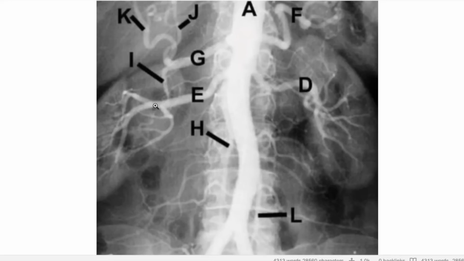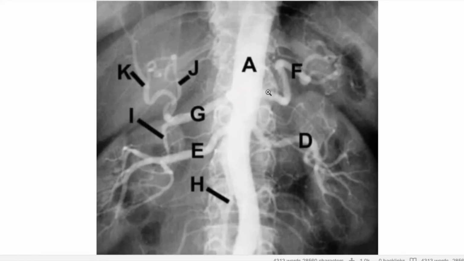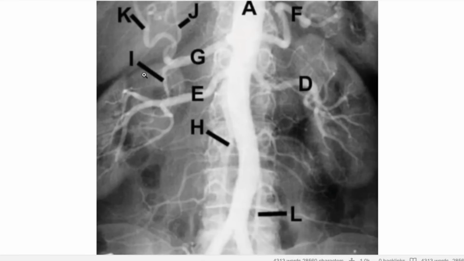What about E? E will be the right renal artery. What about F? It will be the splenic artery. What about G? G will be the common hepatic artery. Excellent. What about I? I will be the gastroduodenal artery. Well done. What about J? J will be the left hepatic artery, and K will be the right hepatic artery.